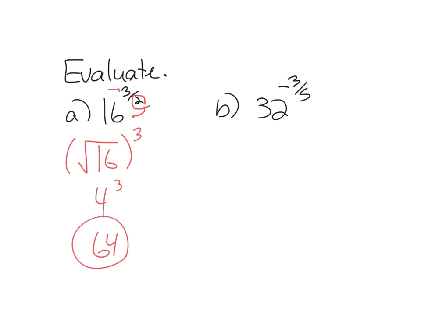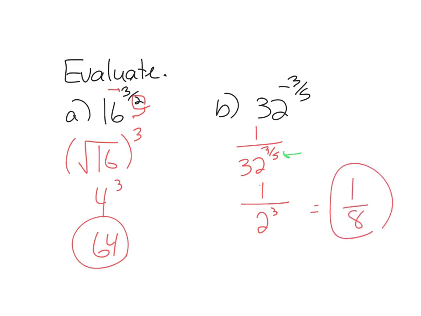The second one has a negative, so first thing I'm going to do is take it to the denominator and make it positive. Now I have a 5 in my denominator, so it's asking me what is the 5th root of 32. I'll go ahead and do that. The 5th root of 32 is 2. And I still have to cube it. If you cube the 2, it's 8. So I get 1/8 for that one.